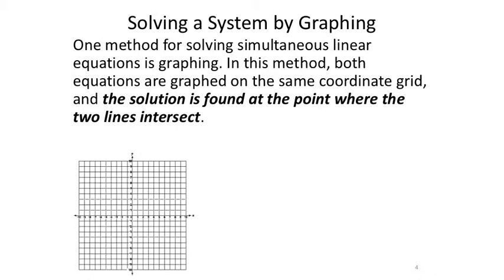Now, solving a system by graphing is, I hate to oversimplify this, but, well, no, I'm good oversimplifying it, actually. I would prefer to oversimplify it. All we're going to do is graph two lines and see where they intersect. Where they intersect is the solution to what we call that system, okay? The solution is found at the point where the two lines intersect.